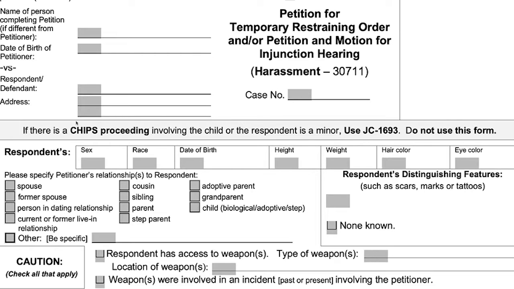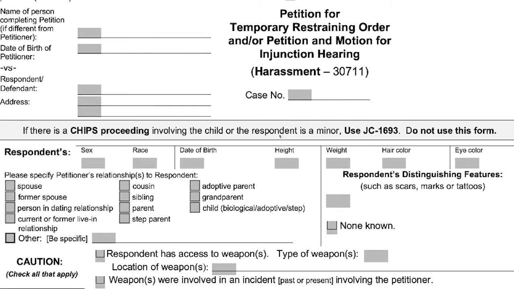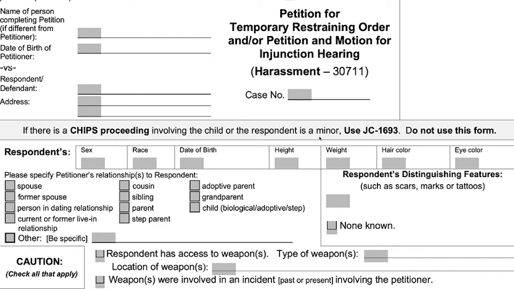So you'll see a highlighted line down here. This is a CHIPS proceeding involving the child, or the respondent is a minor, as in the respondent who you're asking for protection from is under 18. You'll use a different form. That form's listed here. You would not use the form we're talking about today.